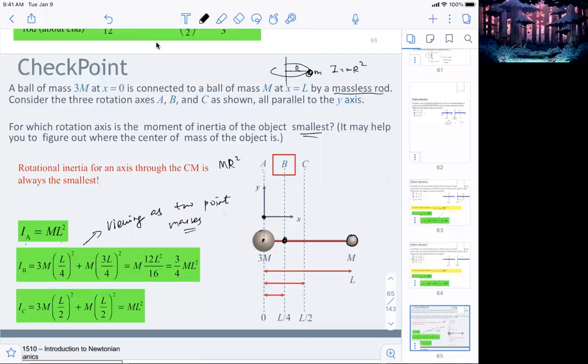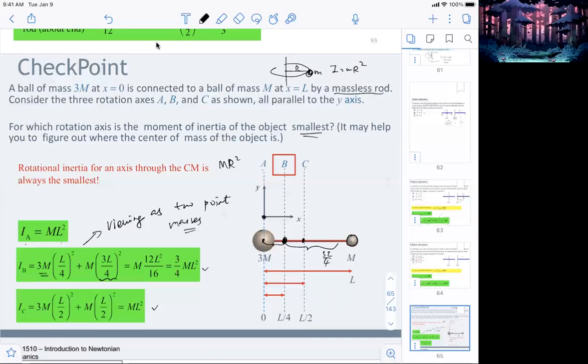So one of them, the 3m, is located at L/4 away from your rotational axis. The m is located at 3L/4 away. So you can add them together, and you get this relative to axis B. You can also do the same thing for C, and you get the same as you get for A. Comparing all of these, you know that B is the smallest, so the rotational inertia relative to B is the smallest.